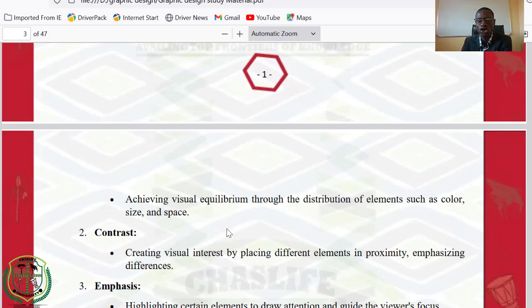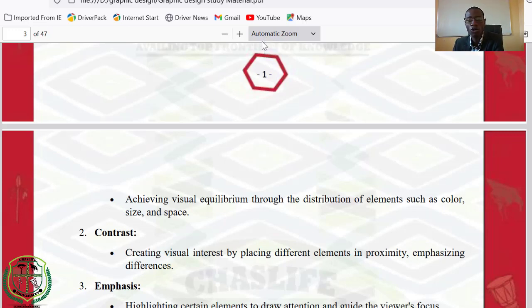So contrast brings about differences in terms of the first and the current. Okay, so that's what contrast is all about.